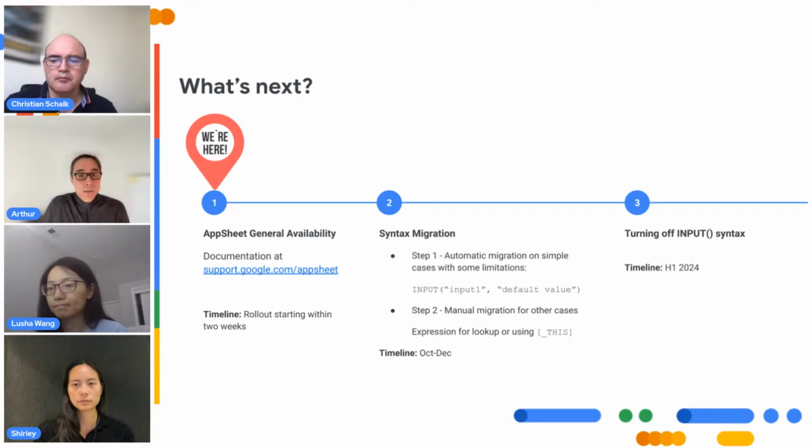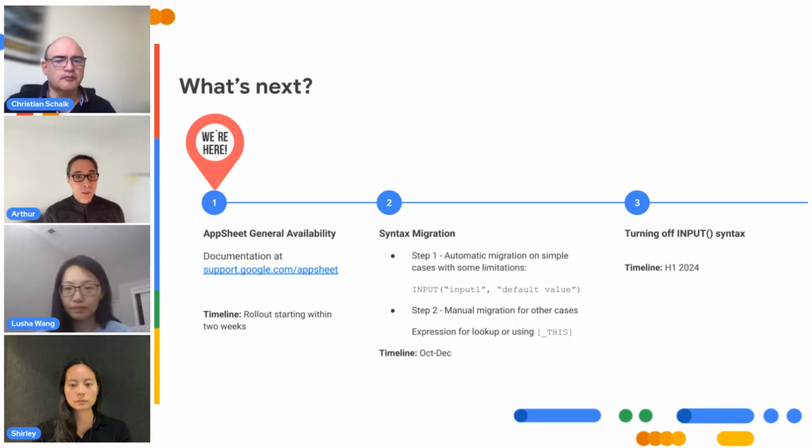There are other use cases where I think it's going to be a little bit more complicated, and so in phase 2, we'll tackle those, but essentially we'll need the app creators to be involved. We're hoping that this will happen starting towards the end of October, and it's probably going to take a couple of months. We will eventually turn off the old syntax, right? But that will be officially announced, and the timeline we're looking at right now is early 2024.